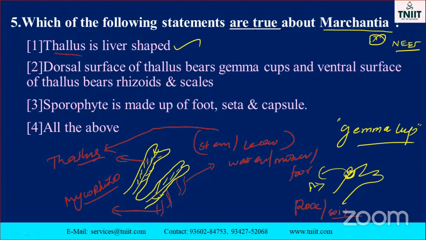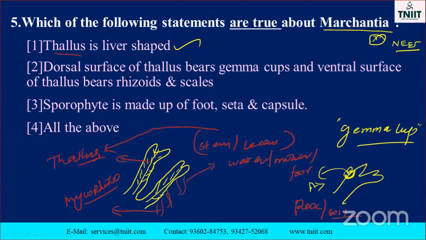Okay, the following statements are true. But thallus is liver shaped, they told, isn't it, my dear? But it is not liver shaped. That's why I was confused, isn't it? Correct or not? I am confusing, isn't it? No, it's a correct one. No need to worry about Marchantia. Marchantia is a liver shaped thallus. Don't confuse. This is the correct one only.